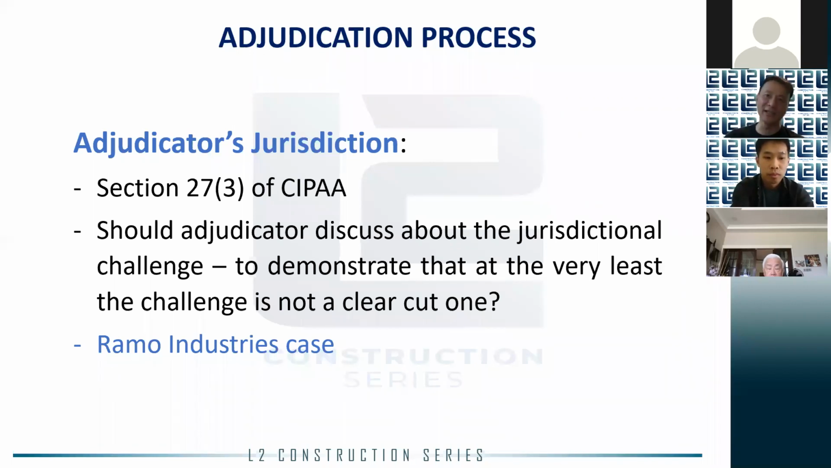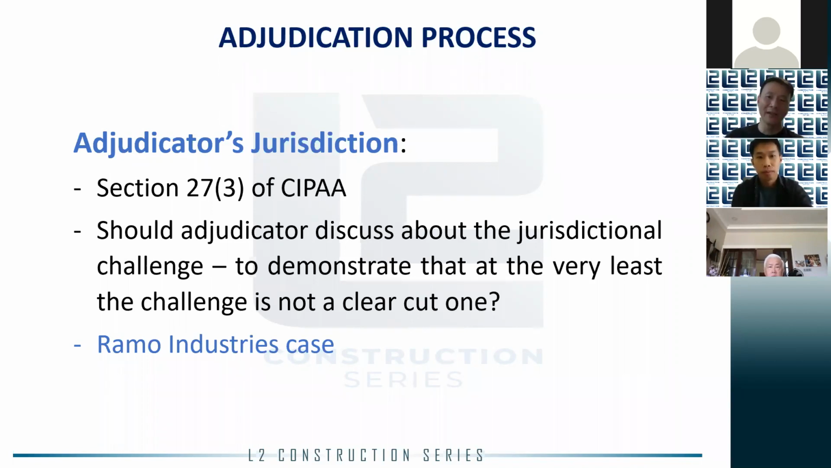One of which is the adjudicator's jurisdiction. One of the parties, usually the respondent, will raise the issue that the adjudicator does not have the jurisdiction to adjudicate the matter. And when the adjudicator is faced with such a situation, how is he going to deal with it? Most of the adjudicators will take an easy way out. They will refer to Section 27, Sub 3. It says that notwithstanding the jurisdictional objection, he has the right and the power to proceed with the adjudication proceedings. If the party is unhappy with it, then they can take up the matter to the High Court later. So that would be one of the options.